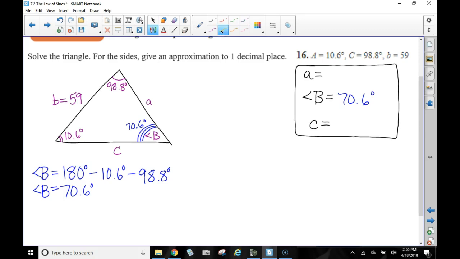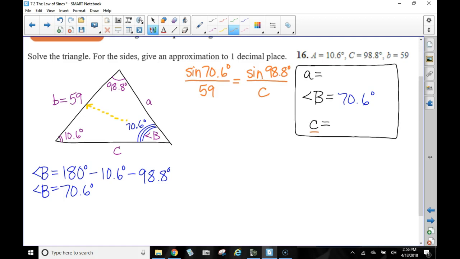Now that we have that, guys, notice that we have a pair, and I mean a pair by a given angle and its side opposite. So we should be able to set up the law of sines. Here we go. I'm going to say that the sine of 70.6 degrees, which is angle B, divided by side B, which is 59, is proportional to the sine of, you can do either angle A or angle C, let me go 98.8 degrees, over its opposite side C. So this is going to allow us to find our answer for C.